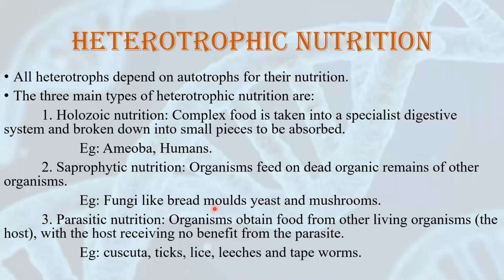Third type of nutrition is parasitic nutrition. Organisms obtain food from other living organisms, and the other living organism is called the host, with the host receiving no benefit from the parasite. Example, Cuscuta, this is a plant, ticks, lice, leeches, and tapeworms. These are the parasites which actually harm their host and take in the nutrition from their host.